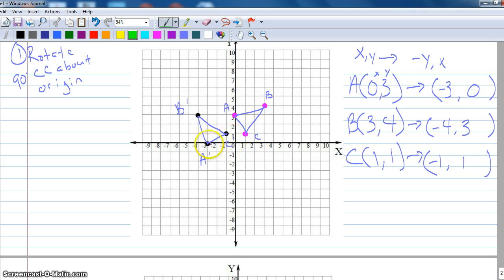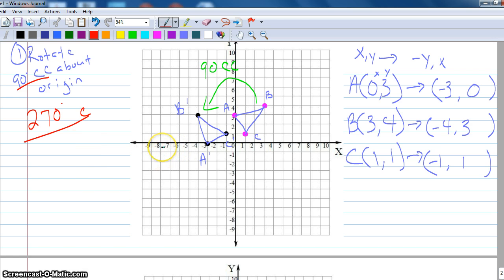So here is my rotated triangle. So we were here and we went 90 degrees counterclockwise. And remember, 90 degrees counterclockwise is the same, so you could do the same exact work if it asked for 270 degrees clockwise. It's the same work. So it just depends which ones they're going to ask for.